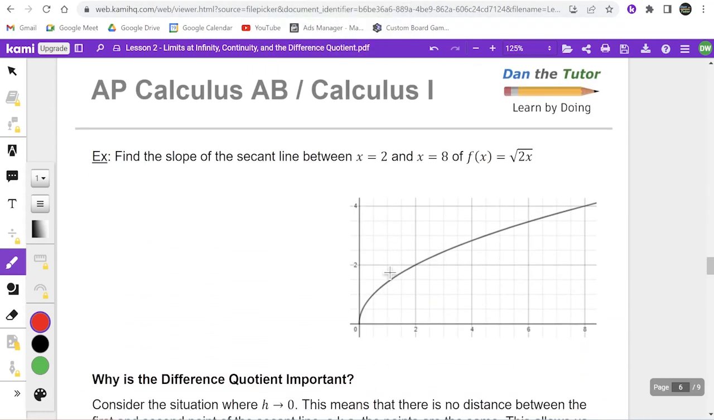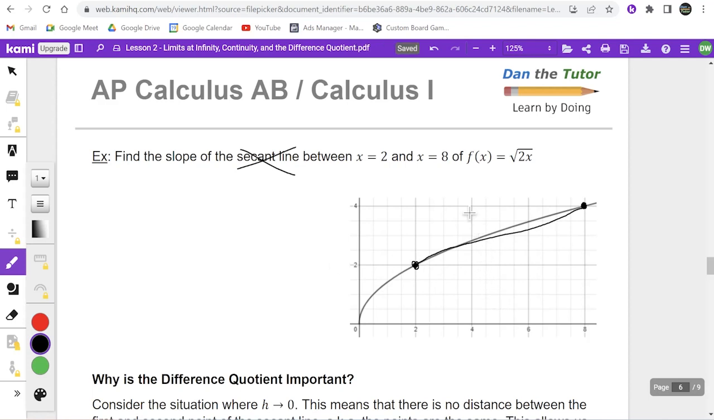for now. Anyways, now we need to find the slope of the secant line, which, by the way, don't even worry what a secant line is. It's just to find the slope of the line between x equals 2 and x equals 8 of the function f of x equals root 2x, which is below. If I were to quick draw a picture of this, here's x equals 2, here's x equals 8. If I were to draw a line connecting these two, it'd look like that.